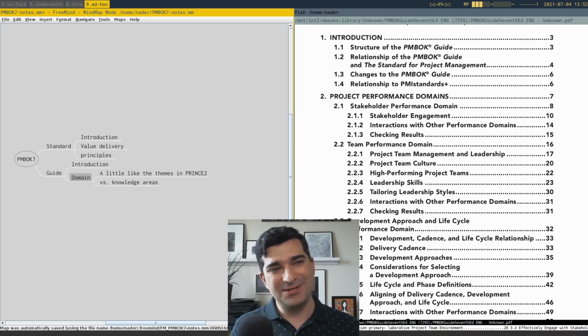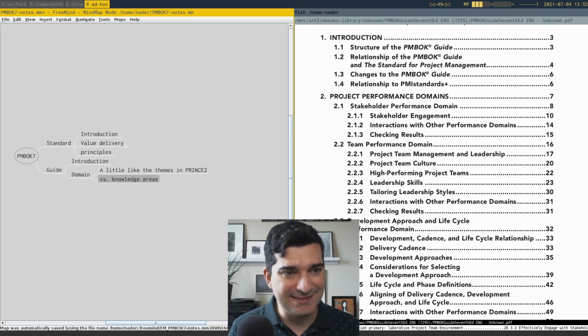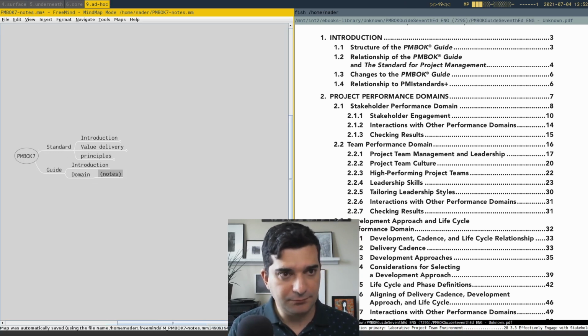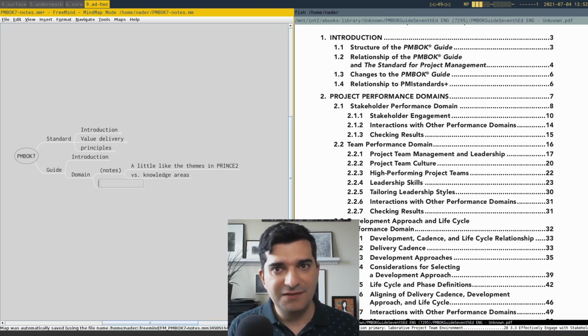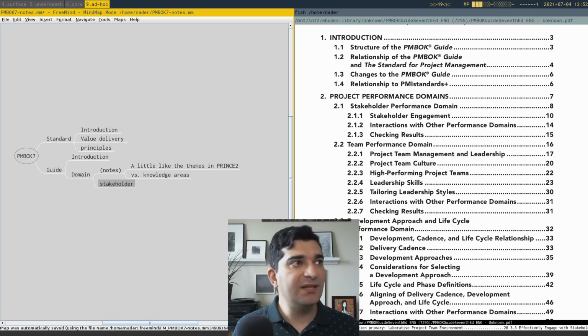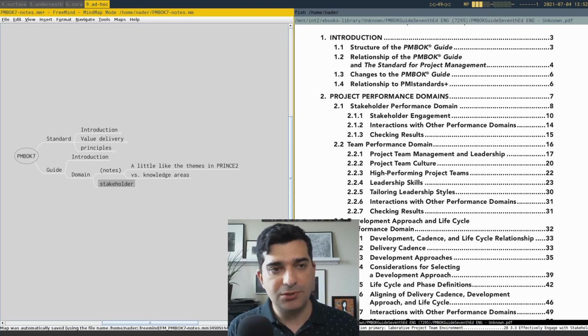So let's just start talking about the domains. Notes, let me move them here. The first one is the stakeholder performance domain. The stakeholder performance domain is mainly about different types of things that you need to do in order to engage your stakeholders.